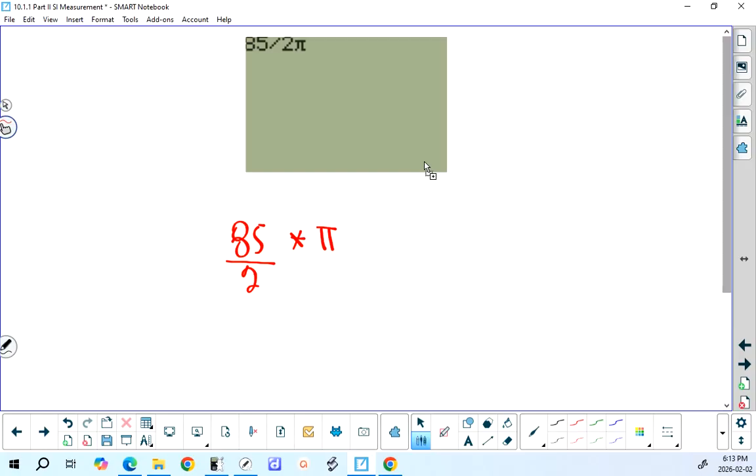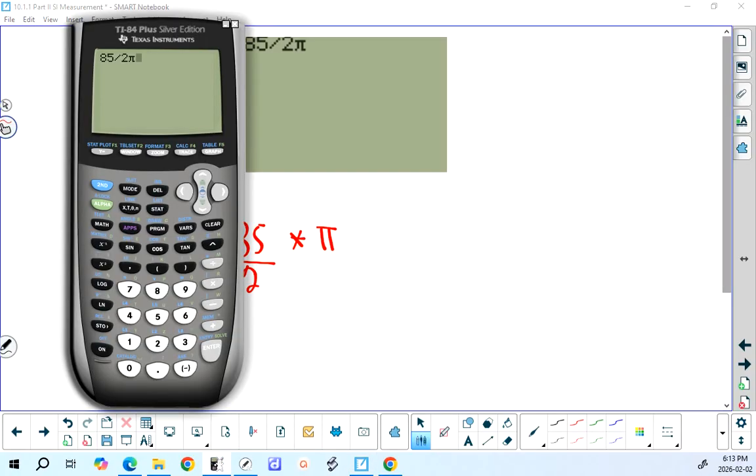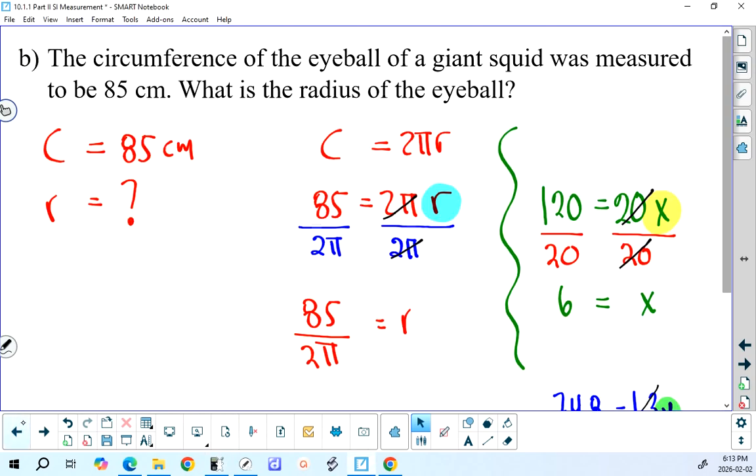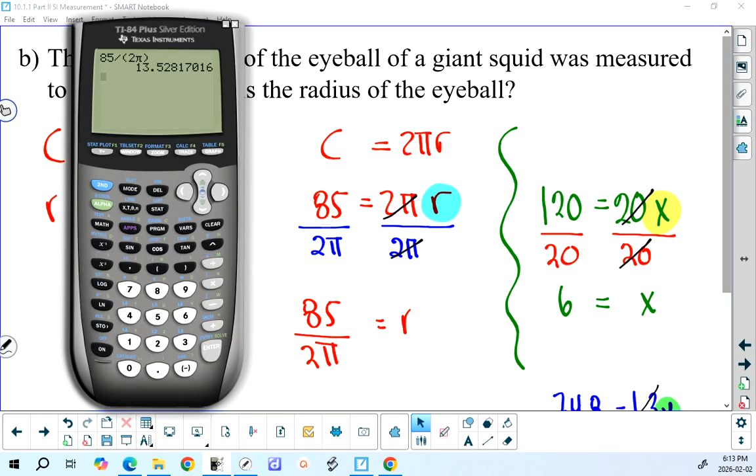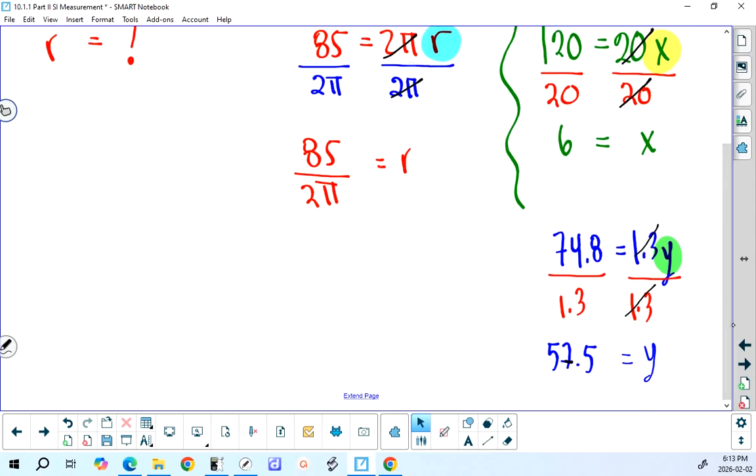What we want is the following. We want 85 divided by, in brackets, 2 times pi. And that will give us the right answer. So going back to the actual question, here is the correct answer, 13.53.